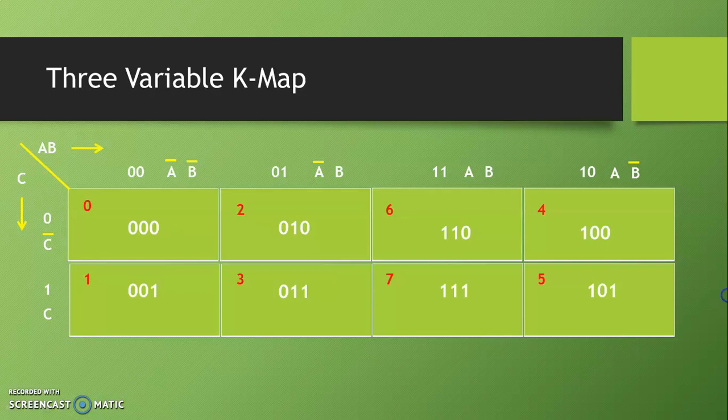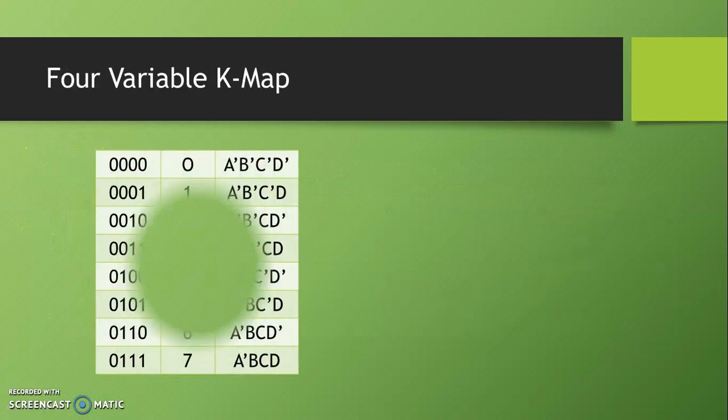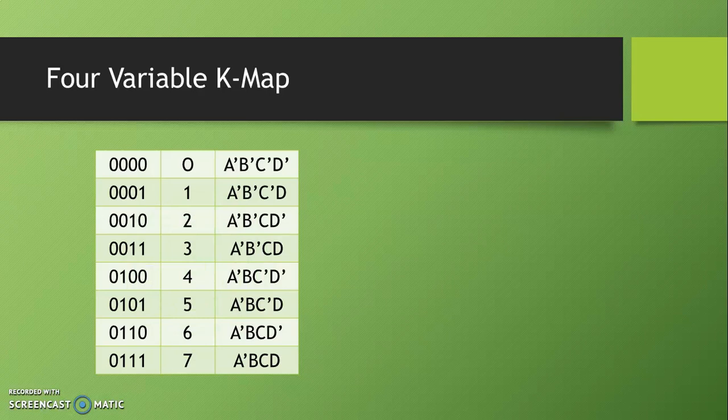Now if we go for 4 variables, then we have 4 variables, so 0 0 0 0. We have a total of 16 terms, 0, 1, 2, 3, 4, 5, 6, 7, of which 8 terms we have written here. 0 is complemented, 1 is uncomplemented. So we have the product term A bar, B bar, C bar, D bar for 0 0 0 0. In the same way for 7, we know that it is 0 1 1 1, so A bar, B, C and D. So we have the product terms ready.